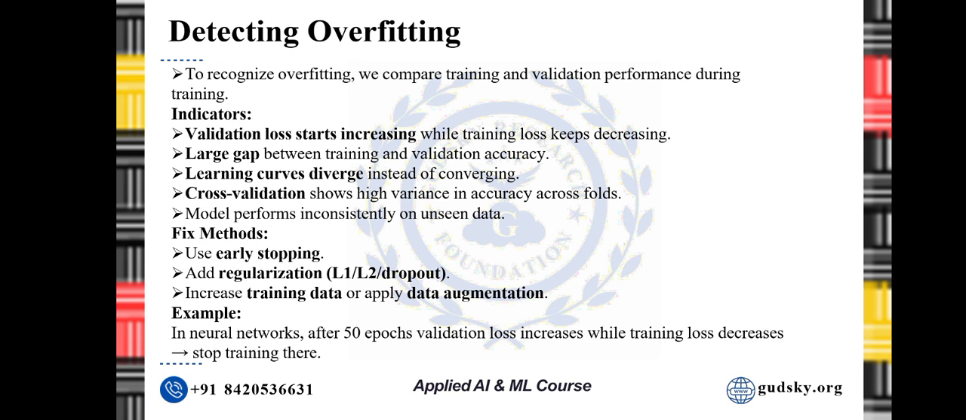So let me give you an example. Suppose you are training a neural network up to 50 epochs. Both training and validation losses decrease. After 50 epochs, the validation loss starts rising, but the training loss keeps going down. That's your signal. Stop training right there.